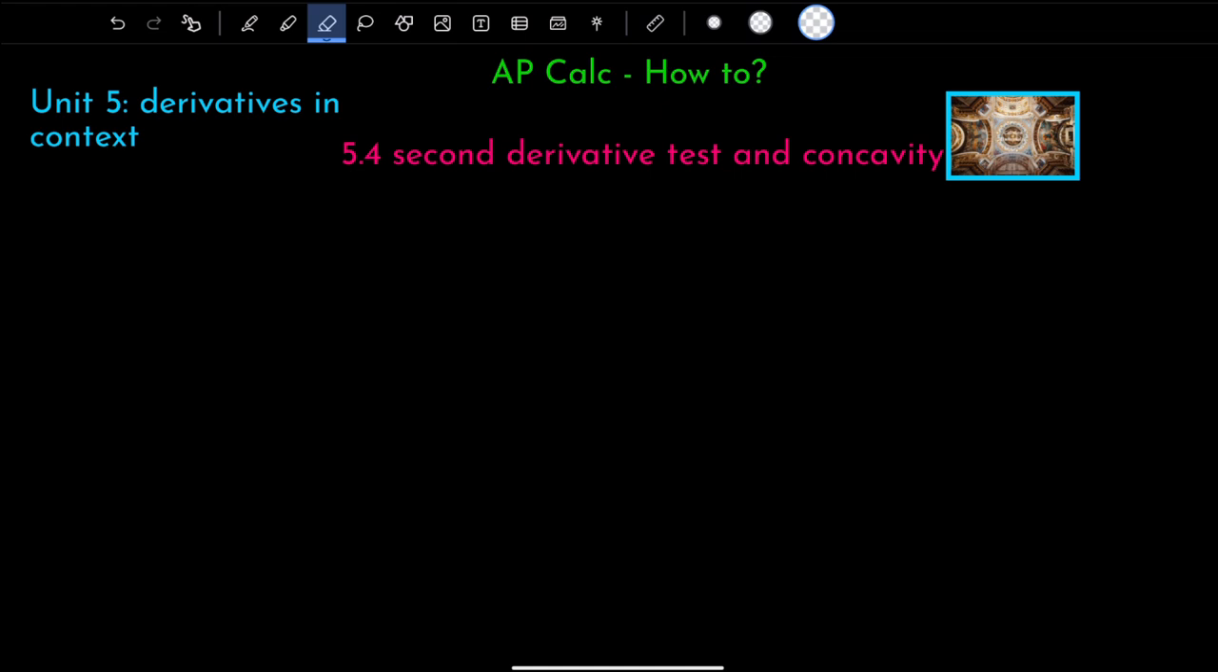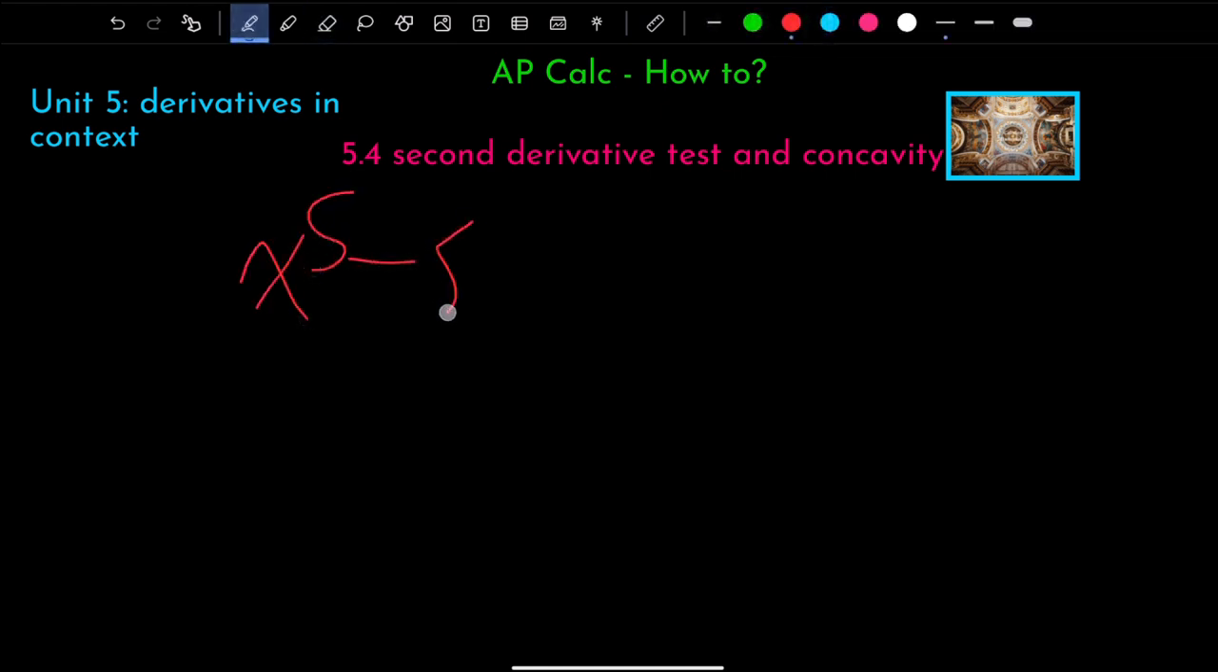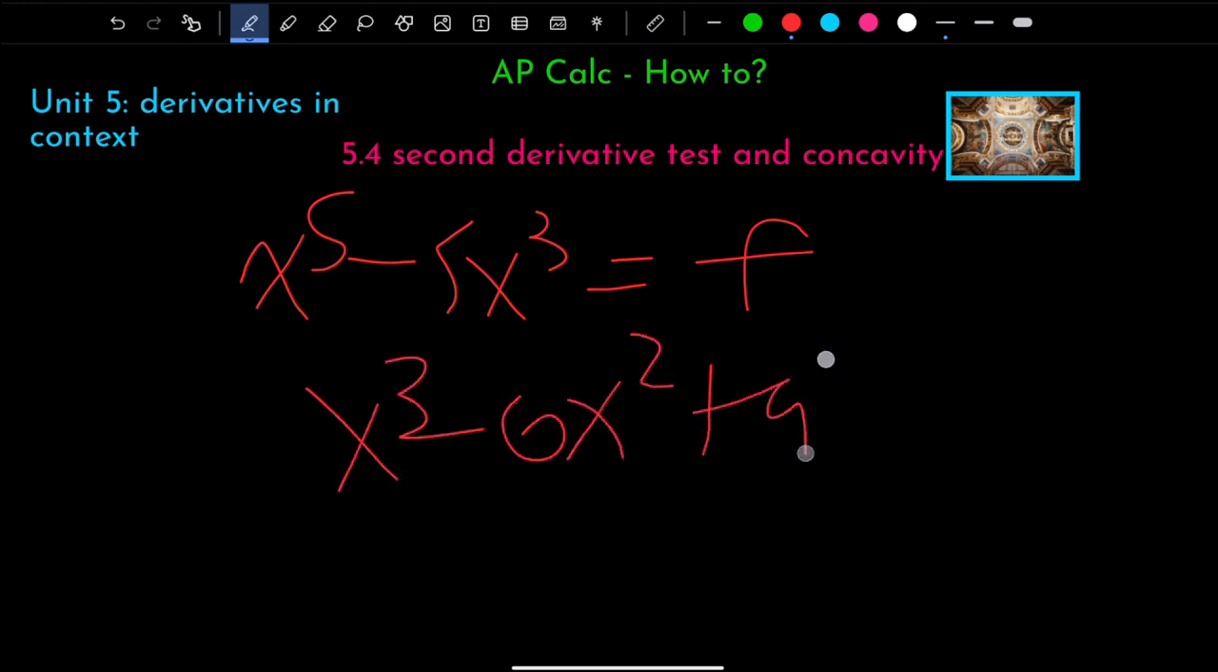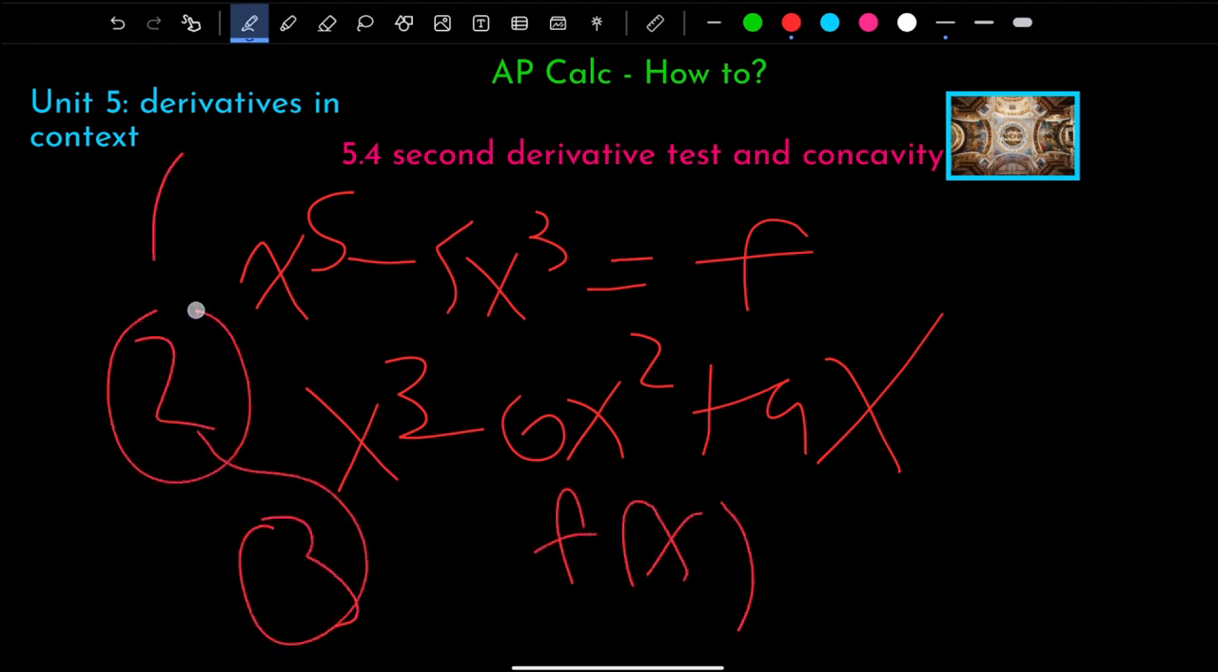You can try things on your own. For example, find the point of inflection for f equals x to the 5th minus 5x cubed. You can also use the second derivative test to classify extrema, like x cubed minus 6x squared plus 9x. Given a graph of f prime prime of x, describe the shape of f of x. So these are 3 things you can try today.